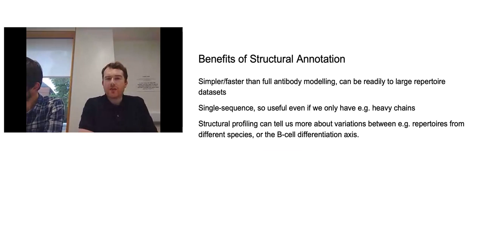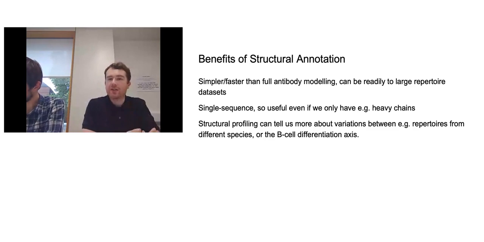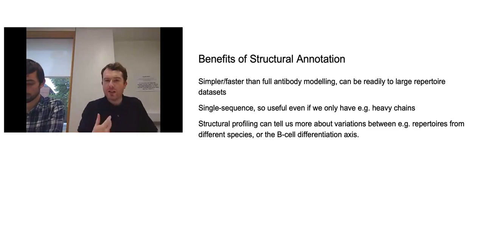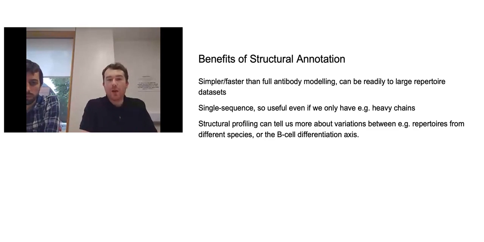Why would we want to take this intermediary stage of analysis rather than jumping straight to full structural modeling? Well, the obvious answer is that it's simpler and faster than full antibody modeling. So you can really scale this up to large repertoire datasets. So in SAbR+, for example, we annotated at the time the contents of OAS, the Observed Antibody Space database. We're talking many millions of sequences, which even with current advances in full structure prediction would cost an enormous amount of compute to do.